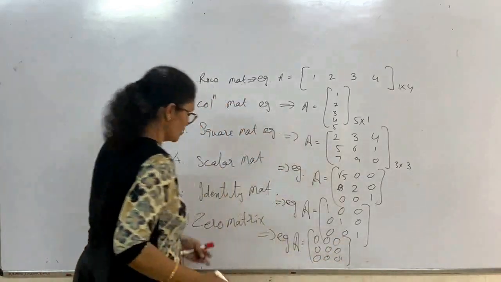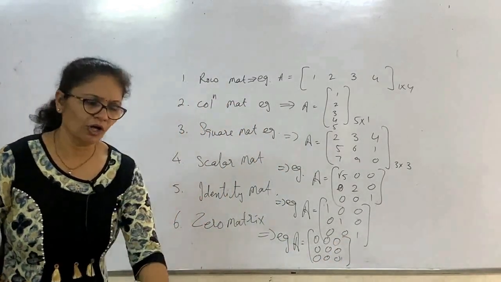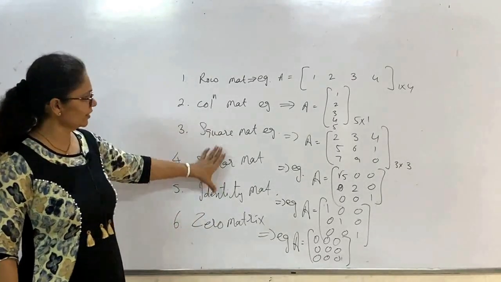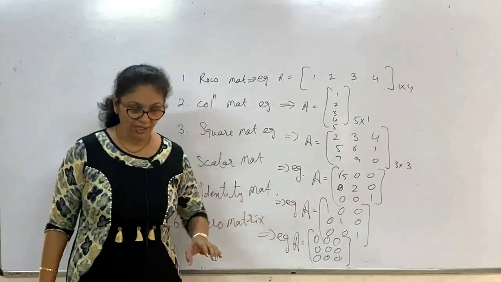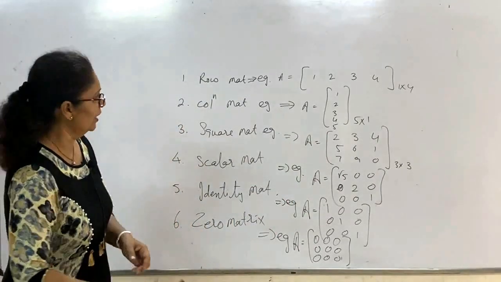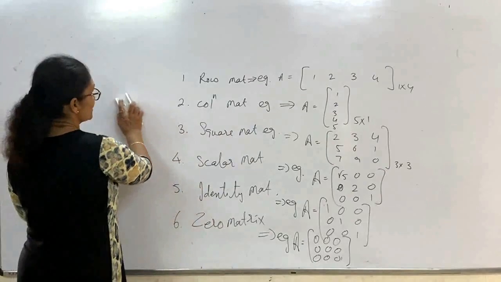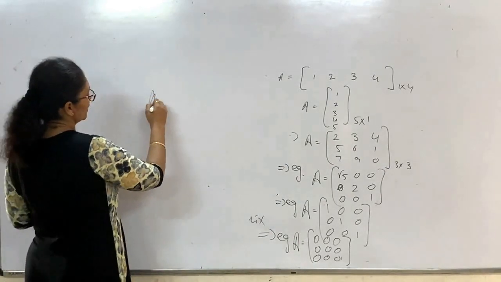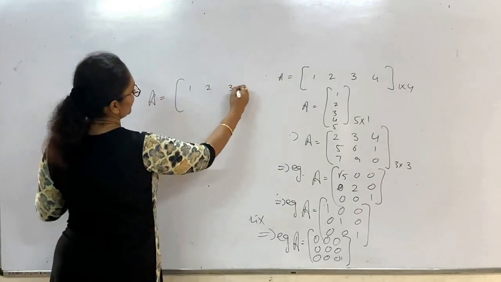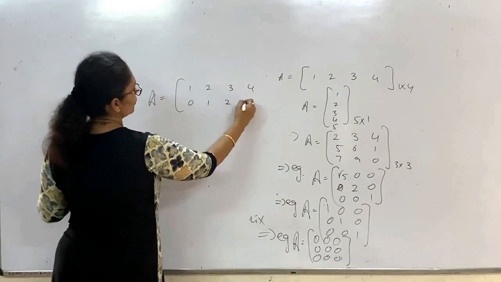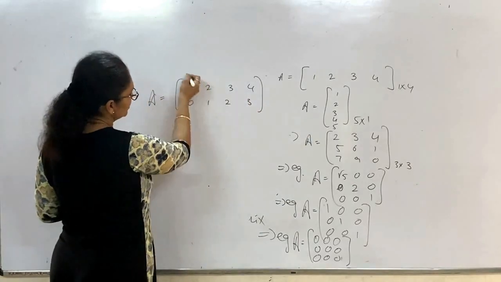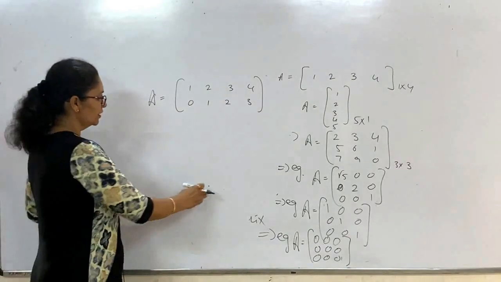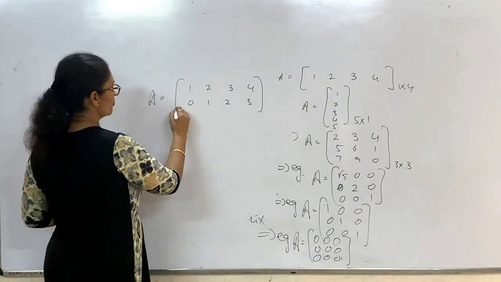But remember, for a zero matrix it doesn't matter if the numbers of rows and columns are different. But for identity, scalar and square matrices, the numbers of rows and columns should be the same. Only then can we easily mention the diagonal. Suppose I take the matrix 1 2 3 4, 0 1 2 3. Then I cannot mention the diagonal in the proper way. So whenever we want to write the diagonal, the matrix should be a square matrix.